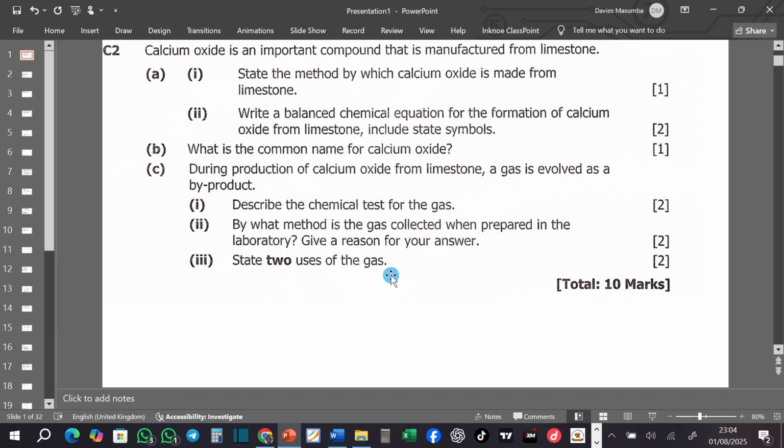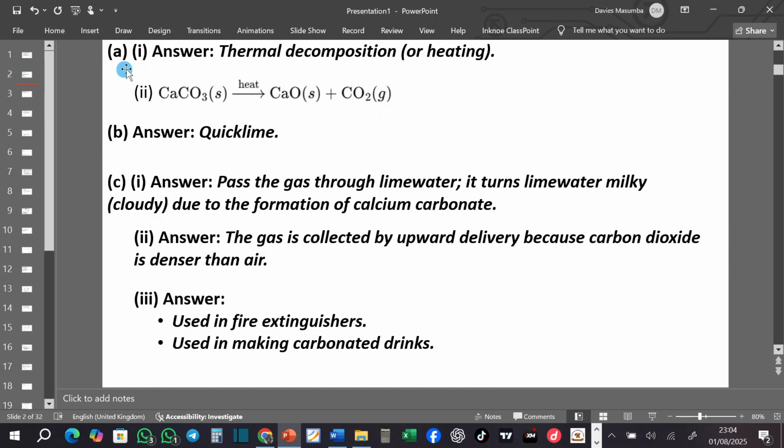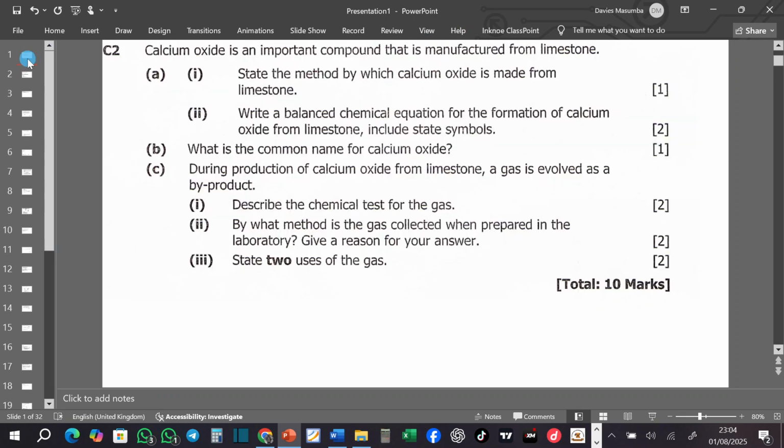In answering, what we should know is that limestone is calcium carbonate. So the method which is used to prepare calcium oxide from limestone is thermodecomposition. So the answer is thermodecomposition or heating.